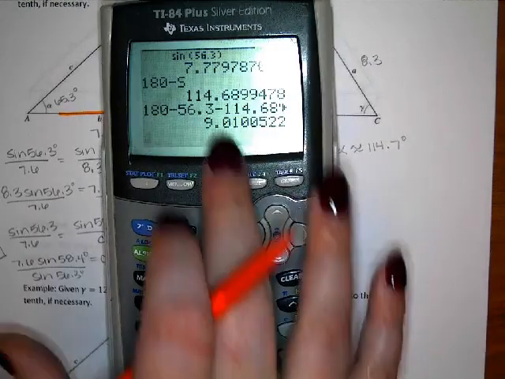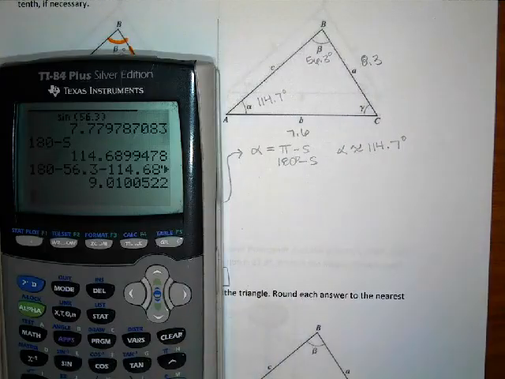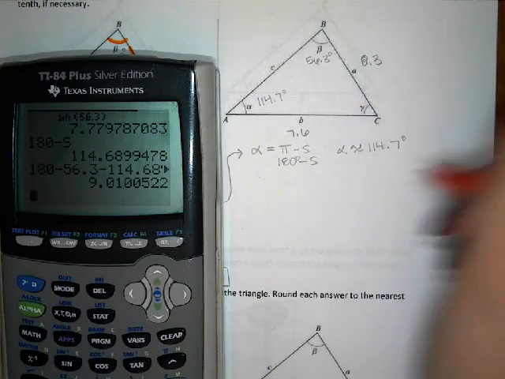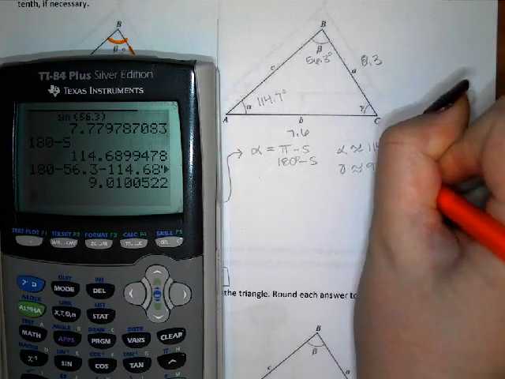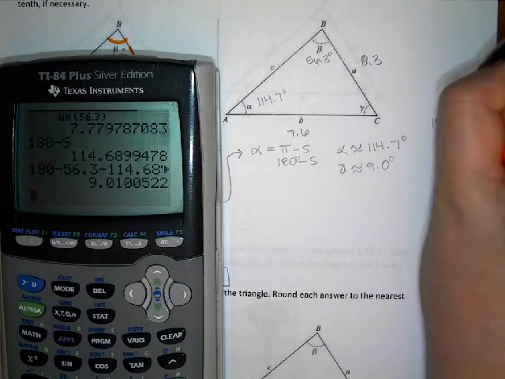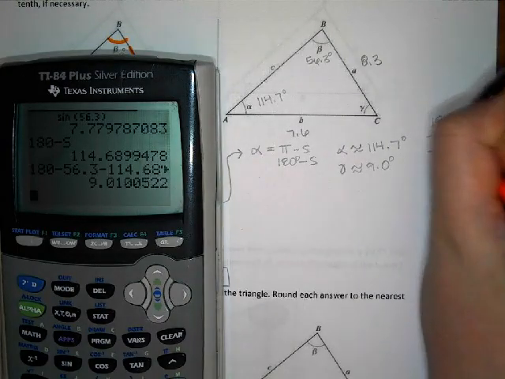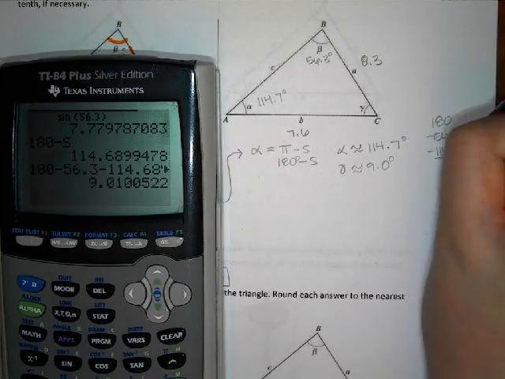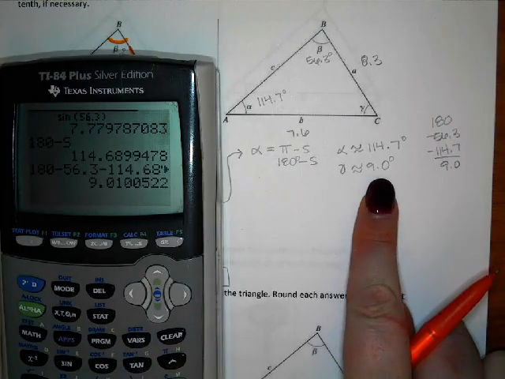So gamma is 9.0 degrees. I'm going to show my work off to the side. I want to make sure I always show my work on my example problems. There we go. Okay, so gamma is a 9.0 degree angle. And so we know for sure we have two triangles. We're actively solving for them now.